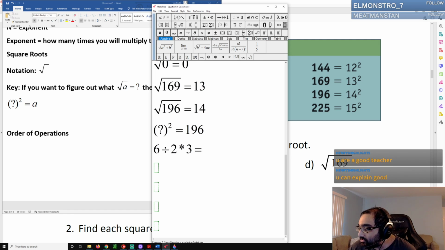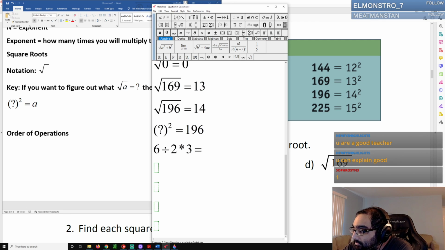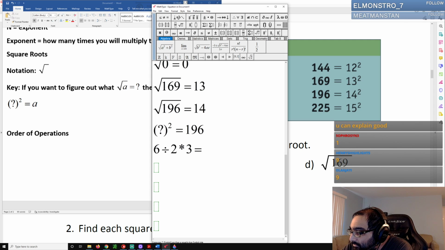All right, so in the chat, can you tell me what 6 divided by 2 times 3 is? What's this expression equal to? I get 9. 9 there. Got majority 9s here so far. Let a few more people answer, of course.